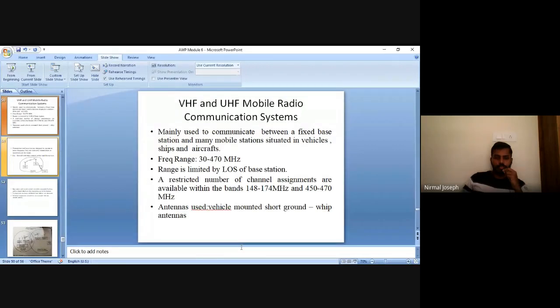So a restricted number of channel assignments are available within the bands 148 to 174 megahertz and 450 to 470 megahertz. So some particular number of channels are available. Through those channels only they are communicating. Those channels are mainly located between 148 and 174 megahertz and 450 to 470 megahertz.